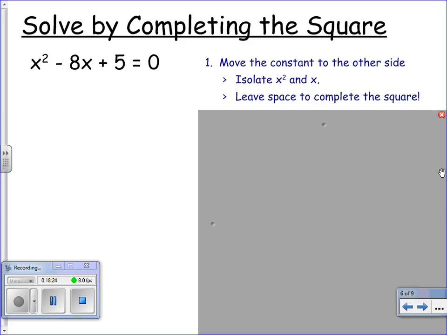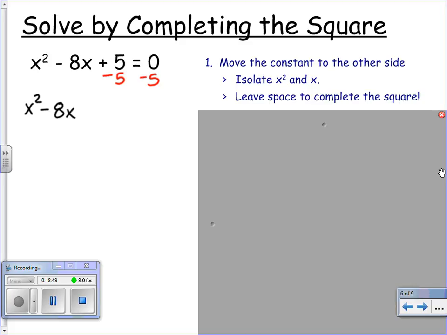So we want to move the constant from x squared minus 8x plus 5 equals 0 to the other side. And the constant term that's on the same side with x squared and x is this plus 5. So we're going to move it to the other side by subtracting 5. And I'm going to have x squared minus 8x.